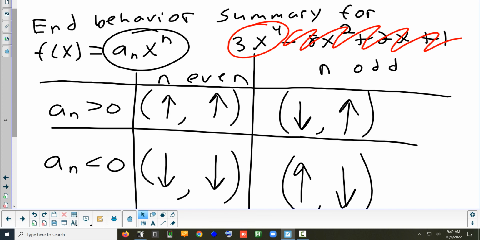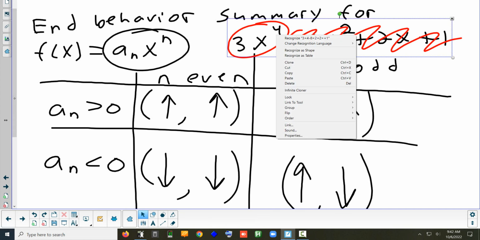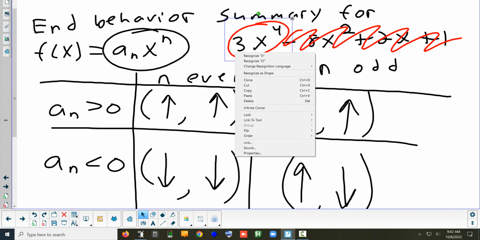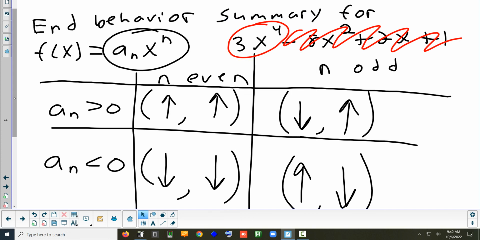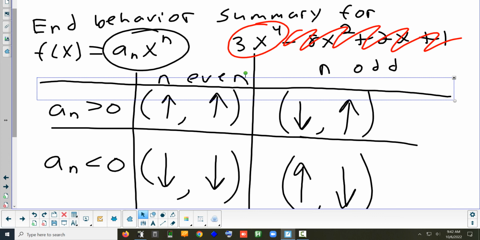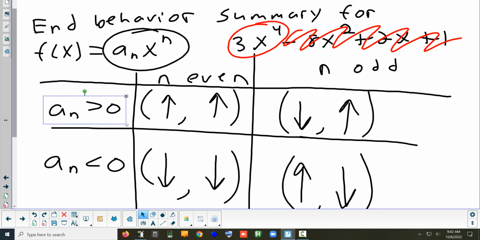If your highest exponent is even, and the number in front is a positive, we can look that up. Even exponent, and the number in front is greater than 0, that's a positive. This is an up.